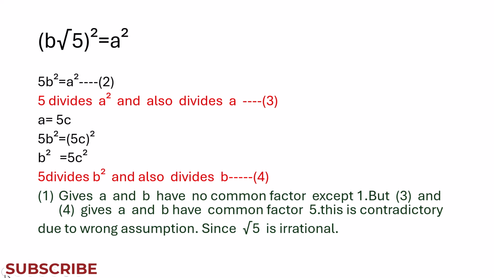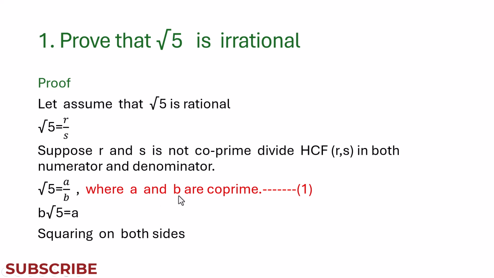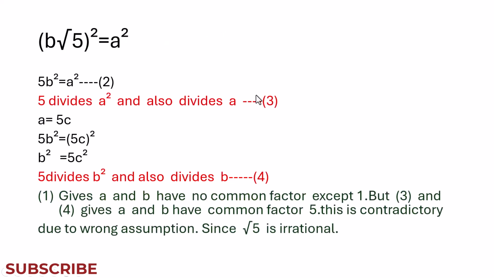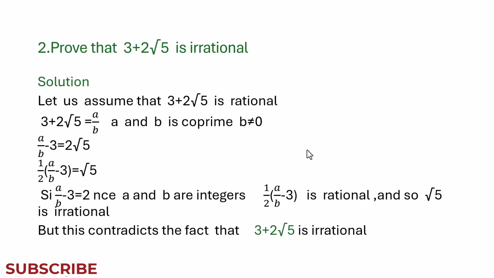Then in the beginning, a and b are coprime. Coprime means a and b have only the common factor 1. But from the last two steps, 5 is a common factor of both a and b. One gives a and b have no common factor except 1, but the other gives a and b have common factor 5. This is a contradiction due to the wrong assumption. Since root 5 is irrational.